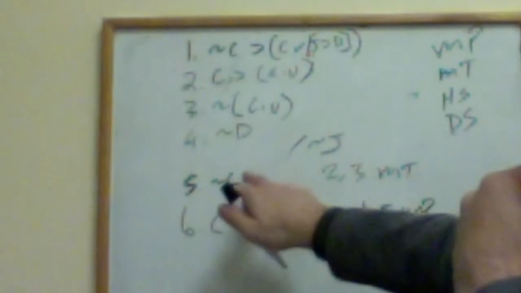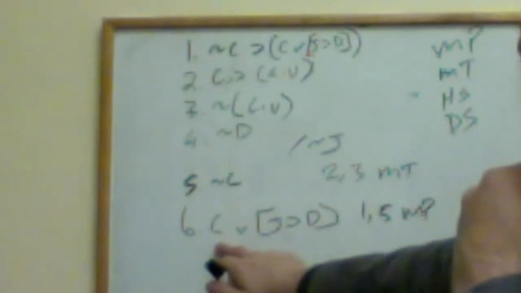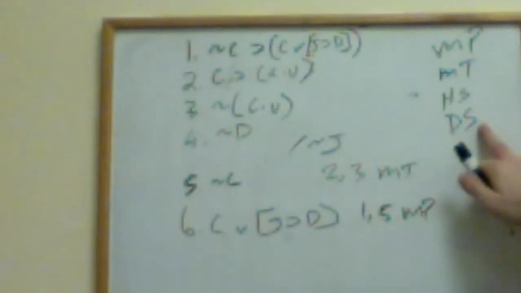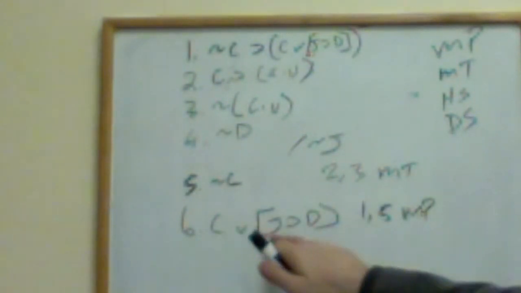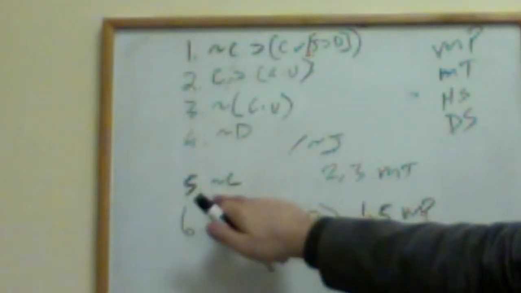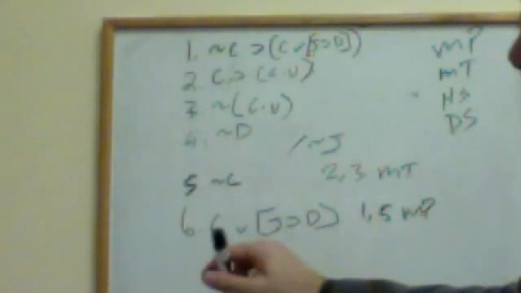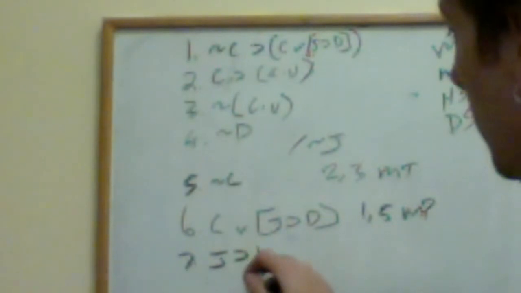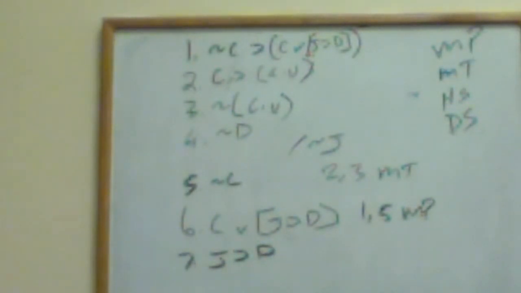So now we have tilde C, and we have C wedge this thing. So now what we can do is use our disjunctive syllogism rule, which says if you have P wedge Q and tilde P, then you get the Q term. So we can write line 7, and that's J horseshoe D, and we got that from lines 5 and 6, and that was disjunctive syllogism.